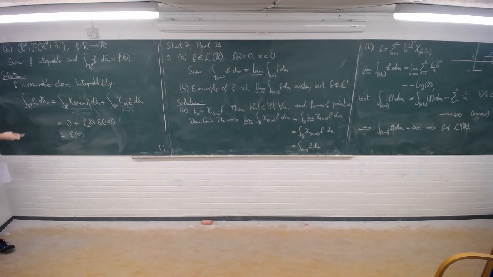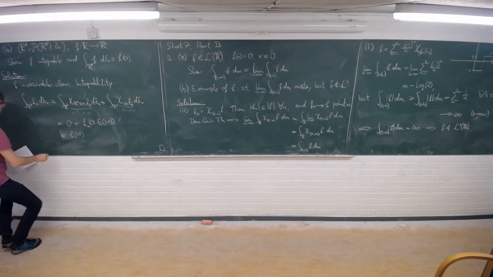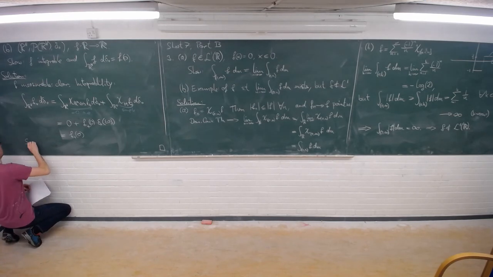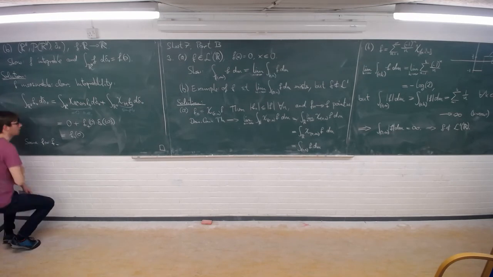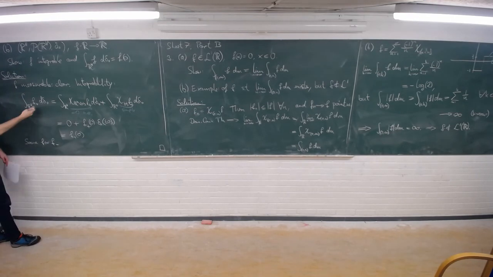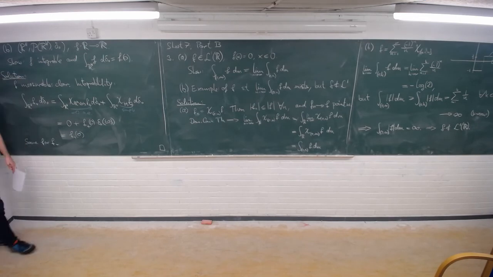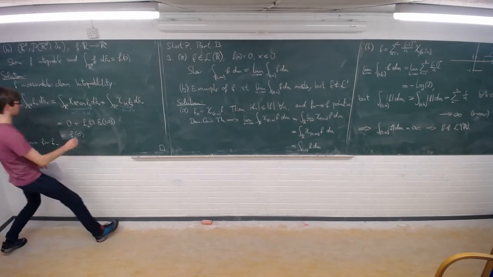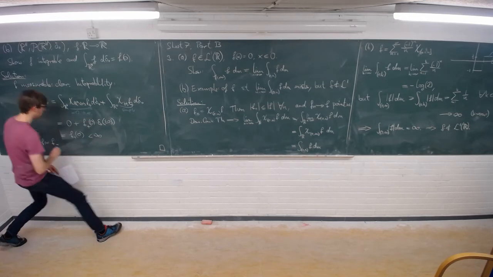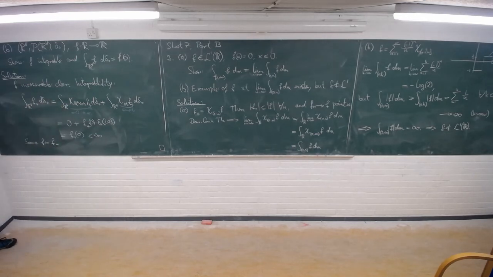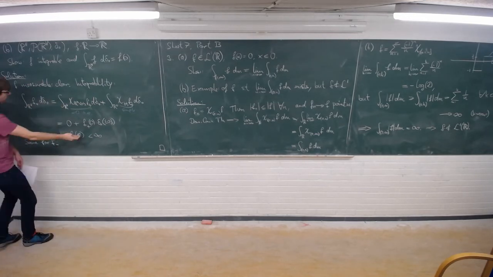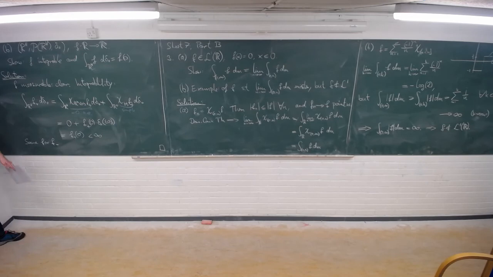Okay, so this was f plus, and for f minus we can do exactly the same calculation. And we will get that the integral of f minus is equal to f minus of 0. So this shows integrability because f plus of 0 and f minus of 0, of course, are both finite, some real number.